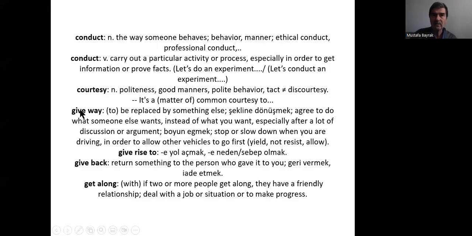Okay, courtesy is an excellent word, an excellent human good quality. Yes, politeness, good manners, polite behavior. Tact, yes, the opposite is discourtesy. It's a matter of common courtesy to greet each other, for example. It's a matter of common courtesy to greet each other.